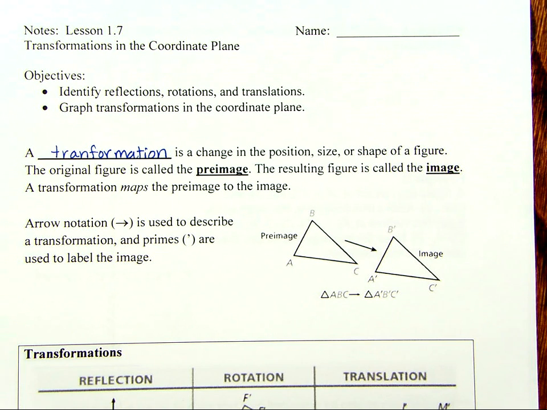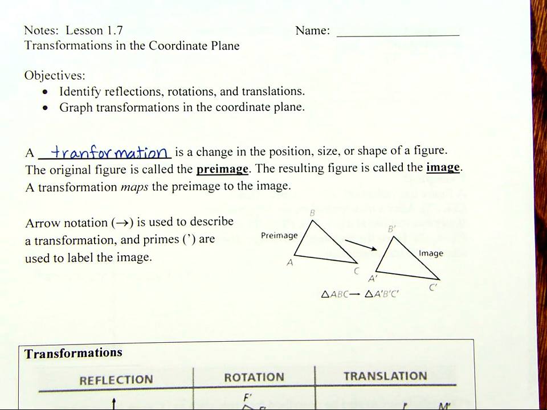The original figure is called the pre-image. The resulting figure is called the image. A transformation maps the pre-image to the image. So the pre-image is like the before, and the image is like the after.